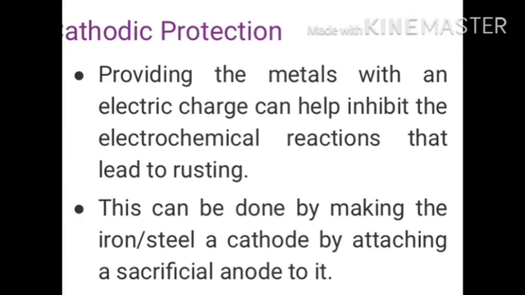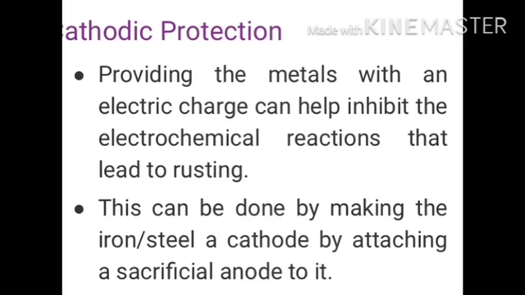Now, cathodic protection. C is missing in this. You have to check the spelling. CATHODIC. Cathodic protection. Providing the metal with an electric charge can help inhibit the electrochemical reaction that leads to rusting.